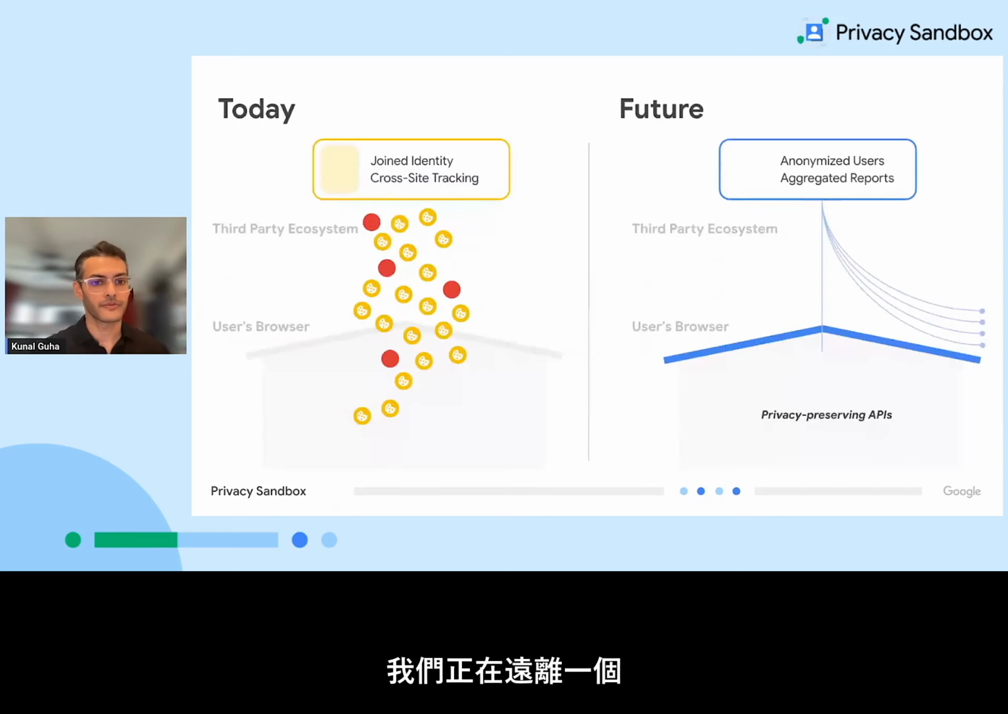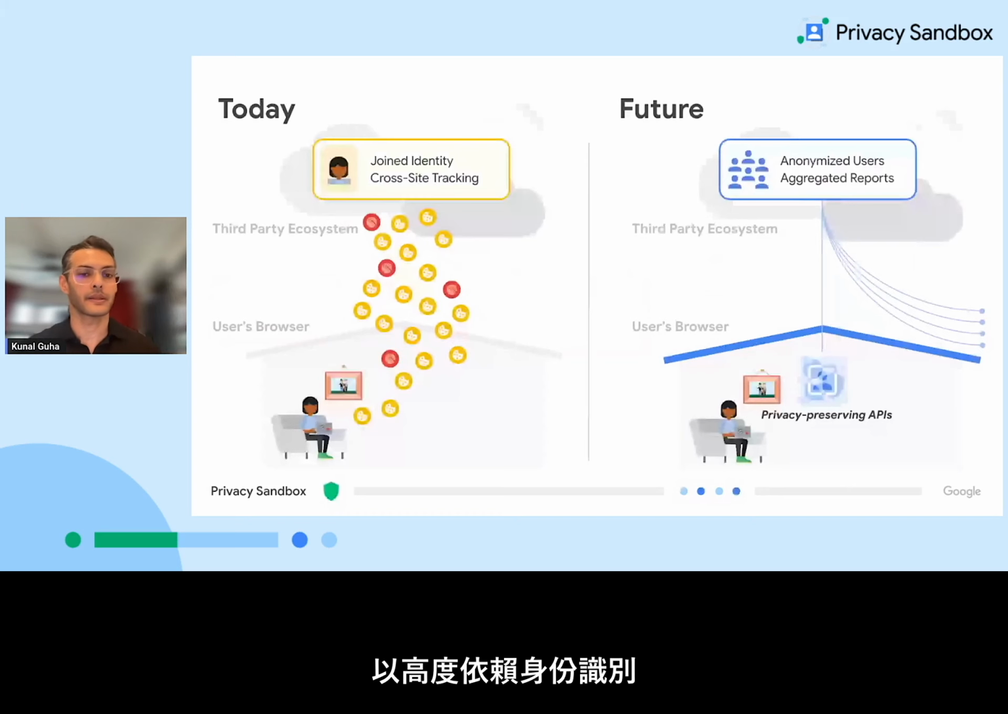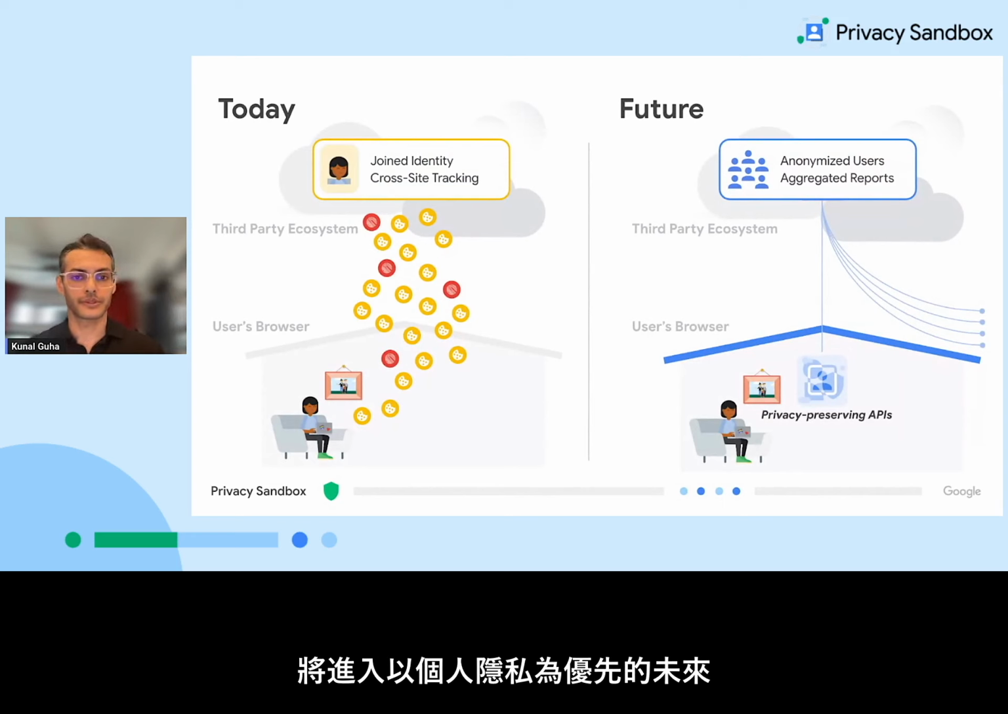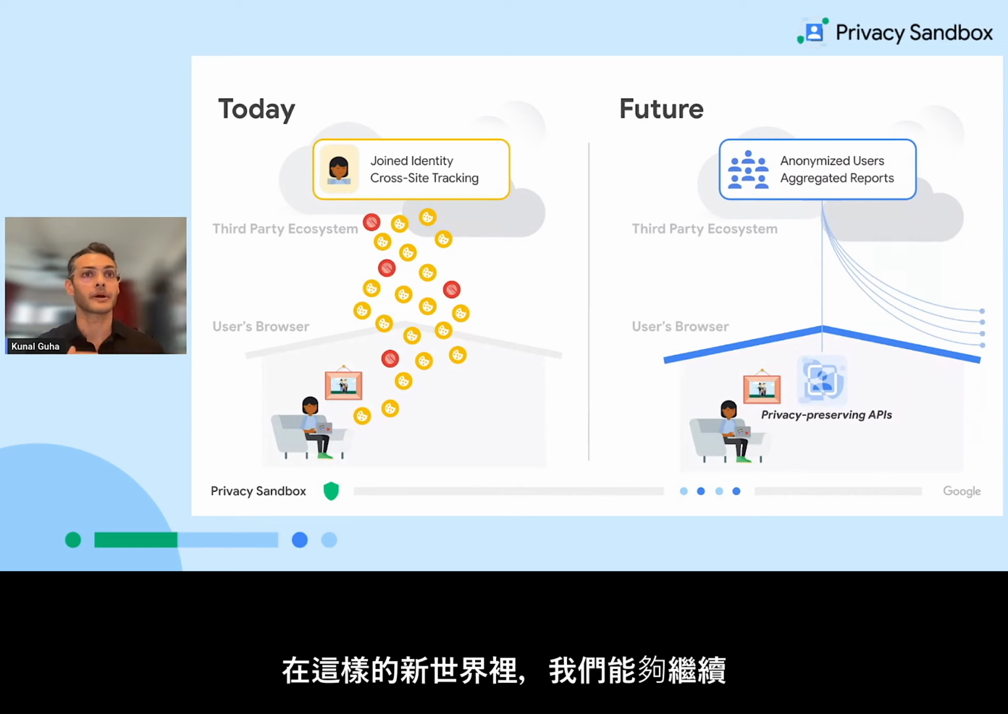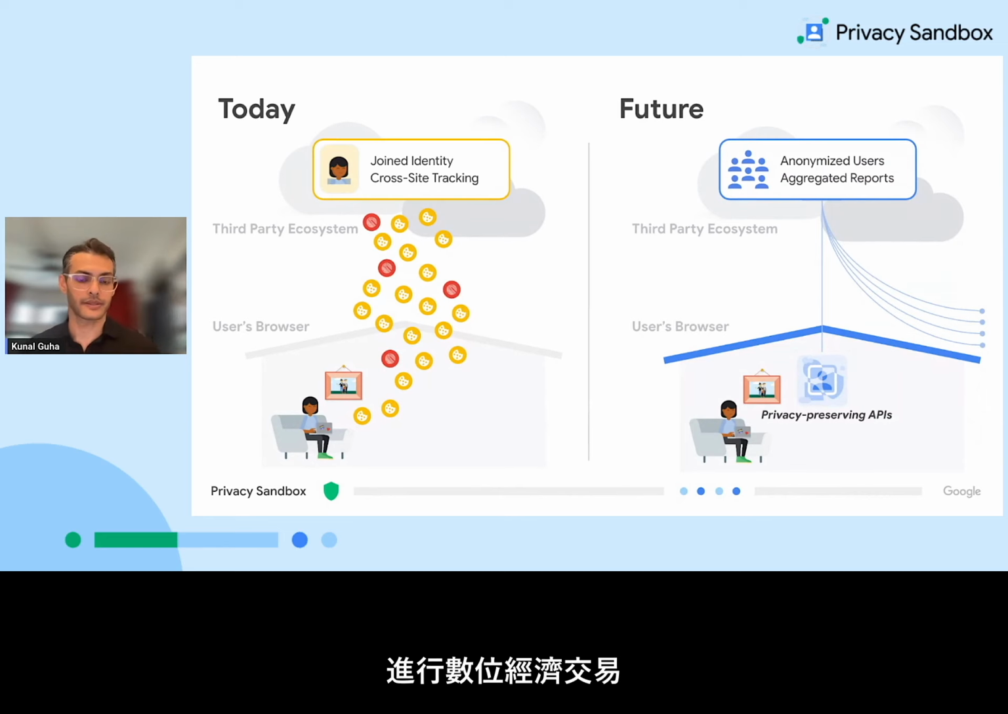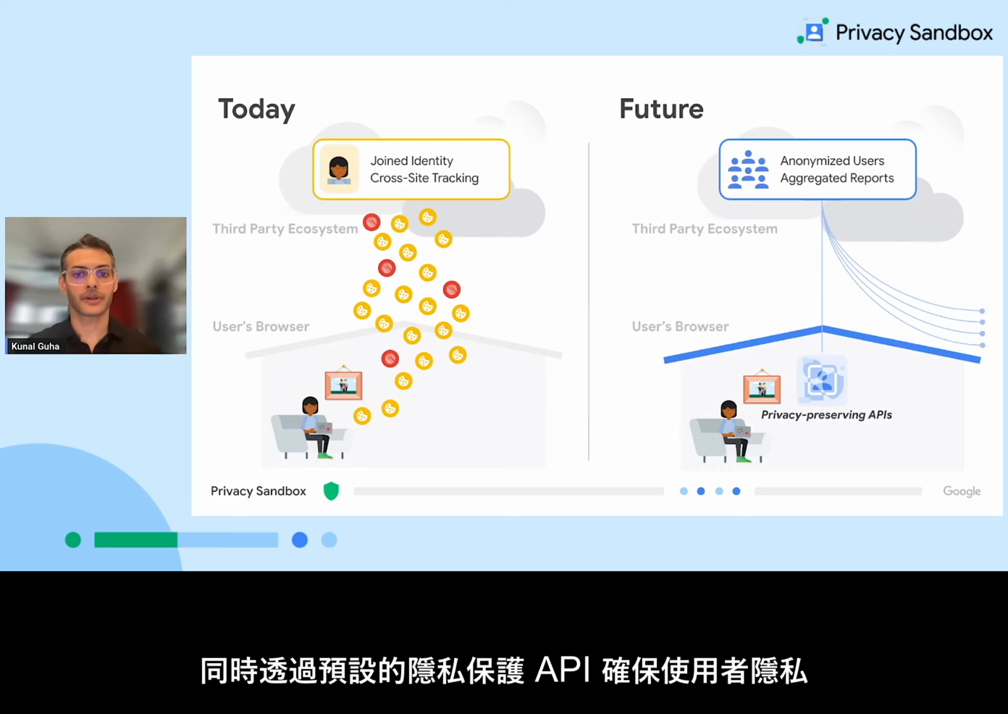We're moving away from a world that has been highly dependent on identifiers as the critical infrastructure of the internet into a future privacy-first world where we are able to continue to transact at the digital economy level whilst ensuring user privacy by default through privacy-preserving APIs.